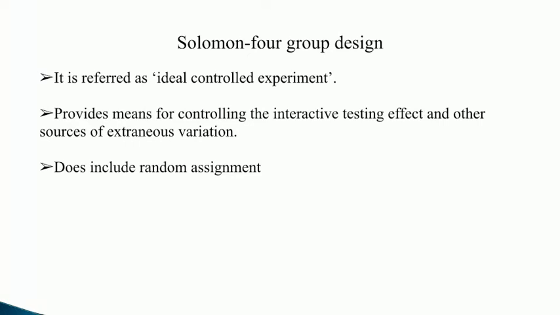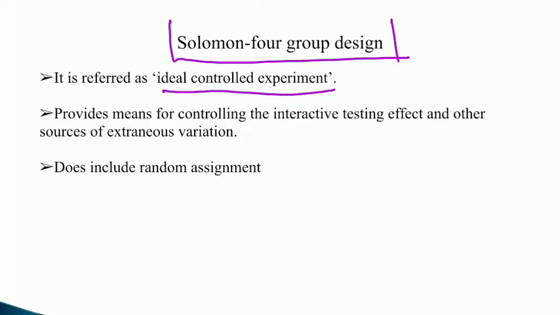The further important design, which includes usually all the pre and post conditions, is known as the Solomon four group design. Now, we call it an ideal controlled experiment, because here we are introducing all the conditions. When we go for an experiment, it is always important to understand what is there before the experiment and what is there after. If we consider all the before and after situations, the researcher will be able to generalize his results in a better way.